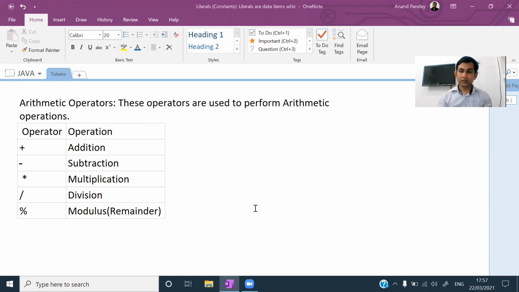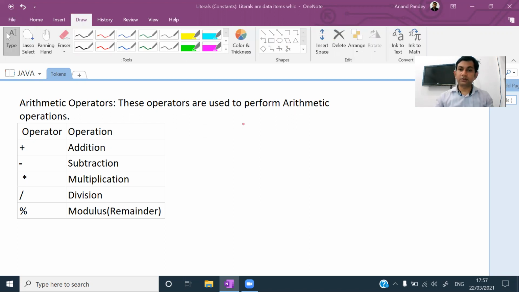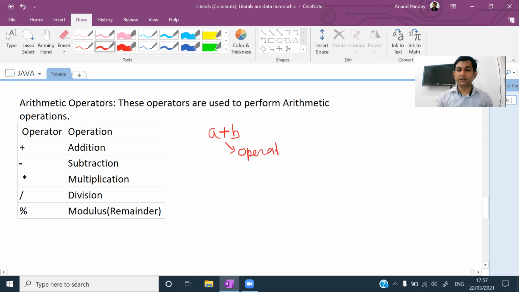So listen, I'm going to explain the definition of operator now. As I told, an operator is a symbol. This plus is a symbol. This is an operator which performs a particular operation. Which operation does this symbol perform? Addition on its operands. Consider I'm writing A plus B. So this plus symbol is an operator which is performing a particular operation, that is addition. And here A and B are what? These are operands, operands of this operator.